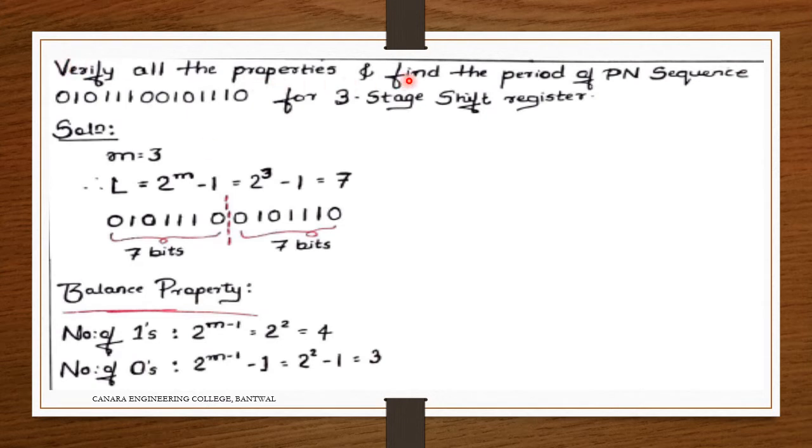Next one, verify all the properties and find the period of the PN sequence. The sequence which is given is 0 1 0 1 1 1 0 0 1 0 1 1 1 0 for a 3-stage shift register. M is equal to 3, they have given. L is equal to 2 to the power of m minus 1, which is 2 to the power of 3 minus 1, which is equal to 7.